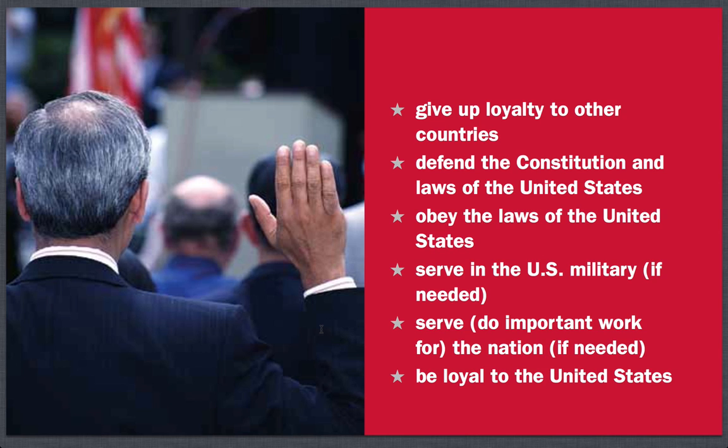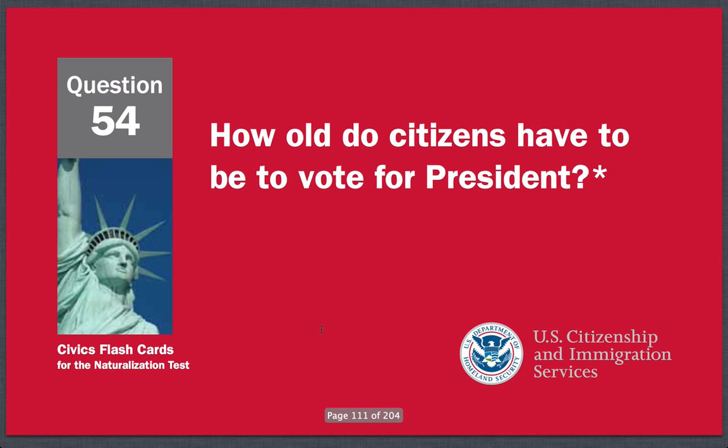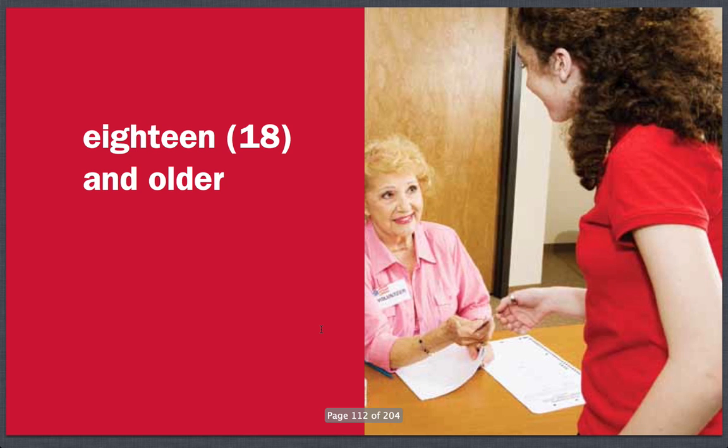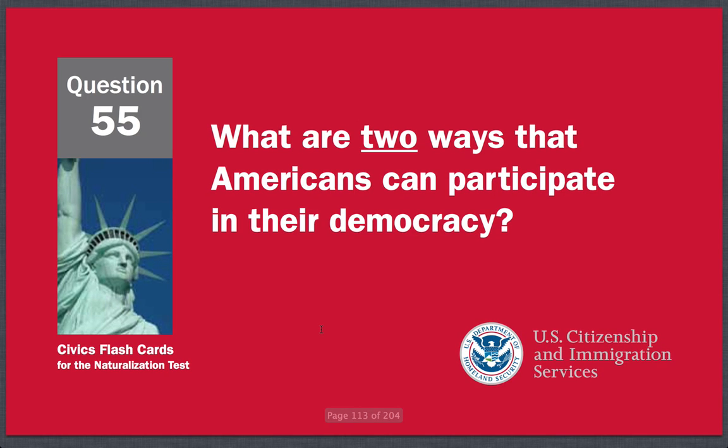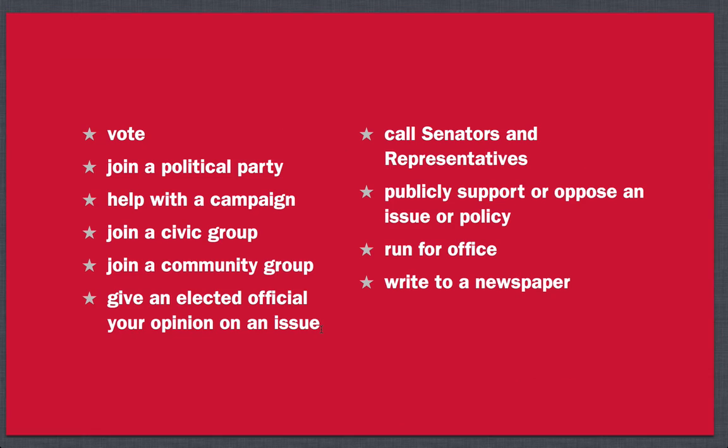And many times when you fill out those forms, you will see those questions. They're on the N400 form, so be careful. You have to put yes there, otherwise you are basically not taking the pledge. How old do citizens have to be to be president? 18 minimum. What are two ways that Americans can participate in a democracy?